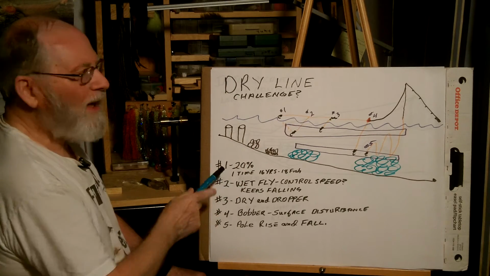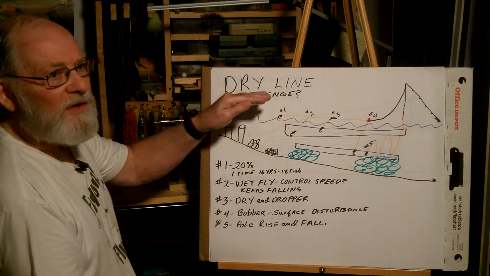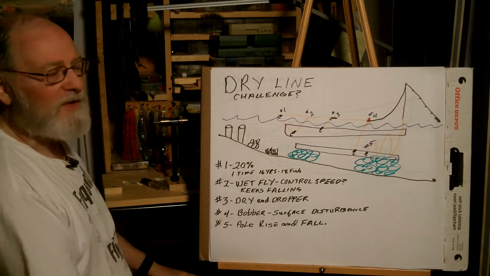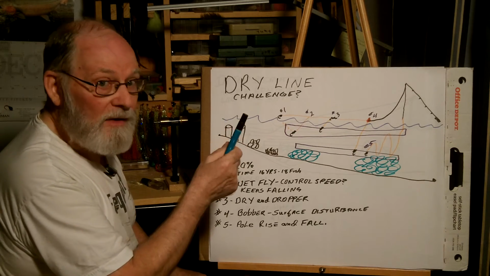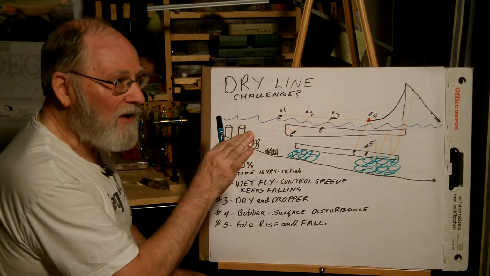Fish only feed on about 20% of their food above the surface. Everything else is below the surface. With a dry line, when you cast it onto the lake, you actually don't move it. You just leave it perfectly still.